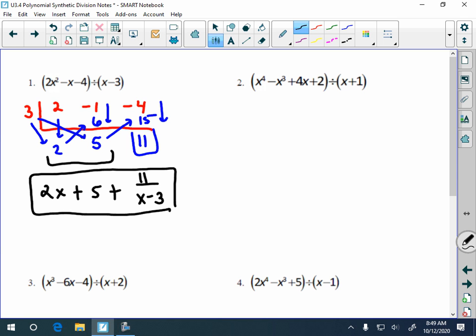Right, so let's go ahead and do number 2. So here we're dividing by x plus 1, so we've got to change the sign to a negative 1.